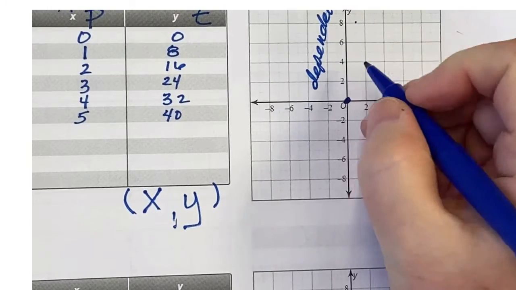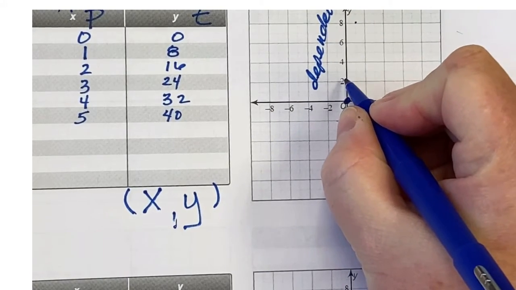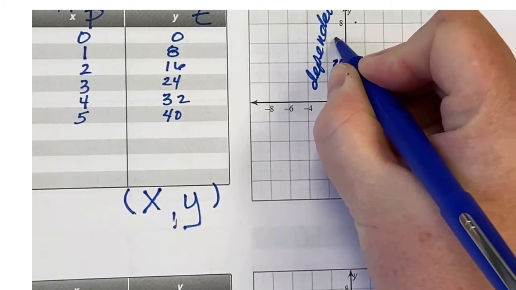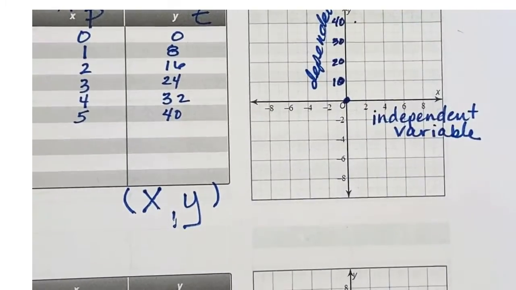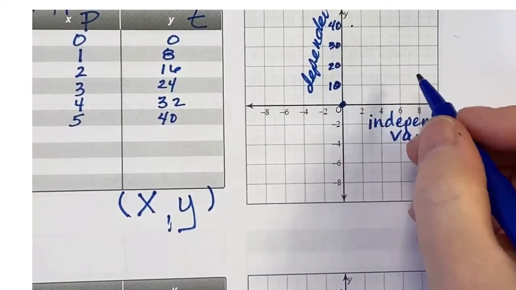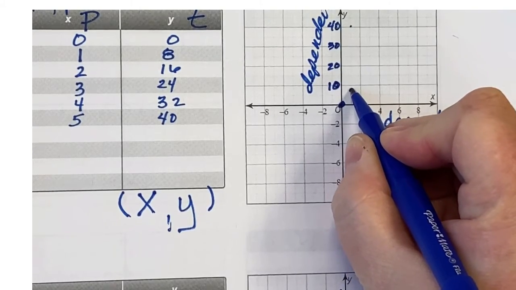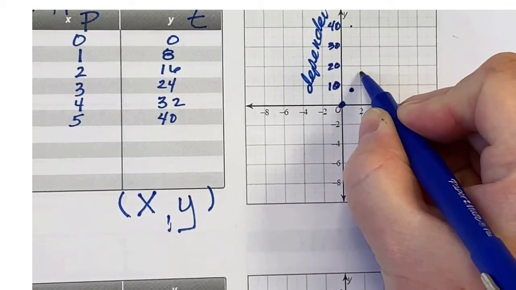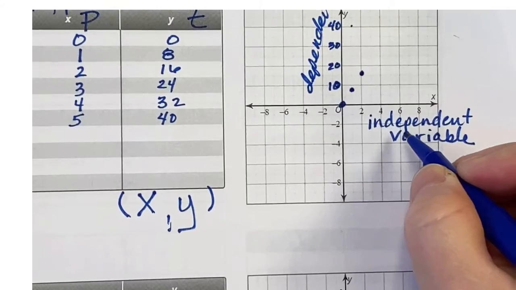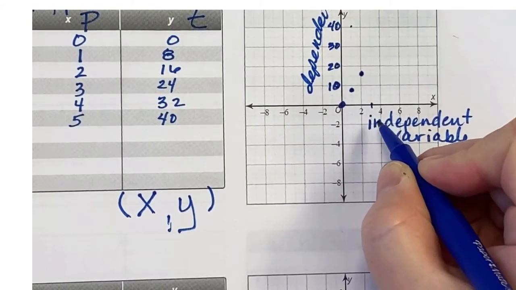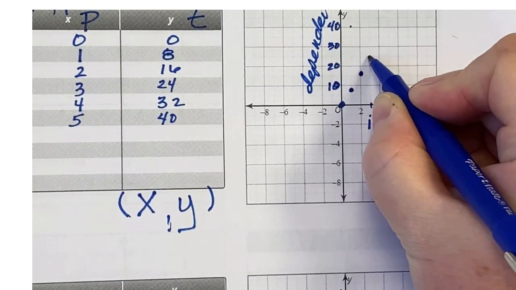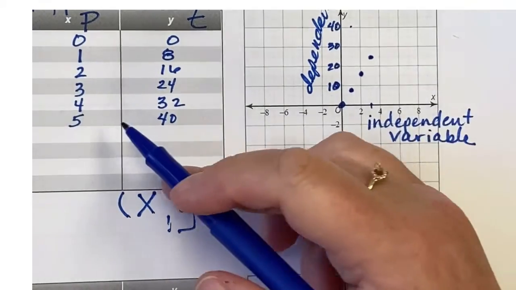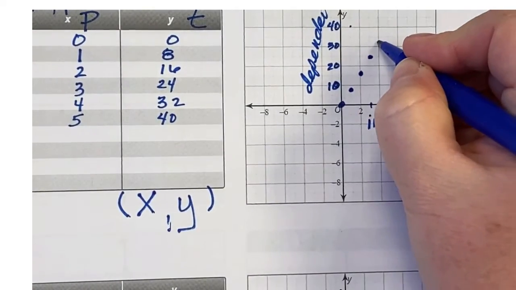Oh, this wasn't a very good graph. We're going to do 10, 20, 30, 40. We're going to switch this up a little bit. Sorry about that. Okay, so 0, 0. If I buy 1 package, it's going to give me 8 beverages. If I buy 2 packages, it's going to give me 16 beverages. If I buy 3, it'll give me 24. Oh my goodness, look at this. Don't you love when it comes together? If I buy 4 packages, it'll give me 32.